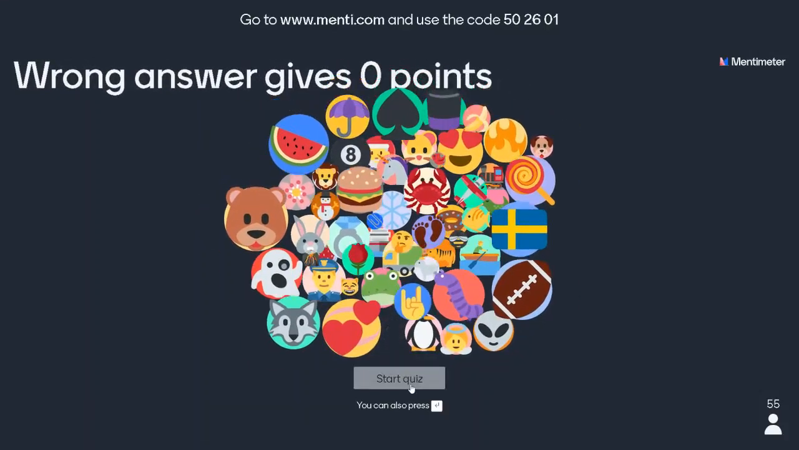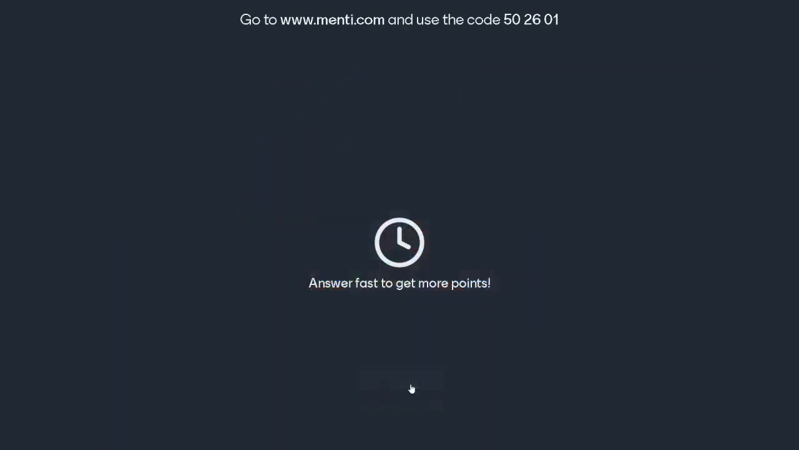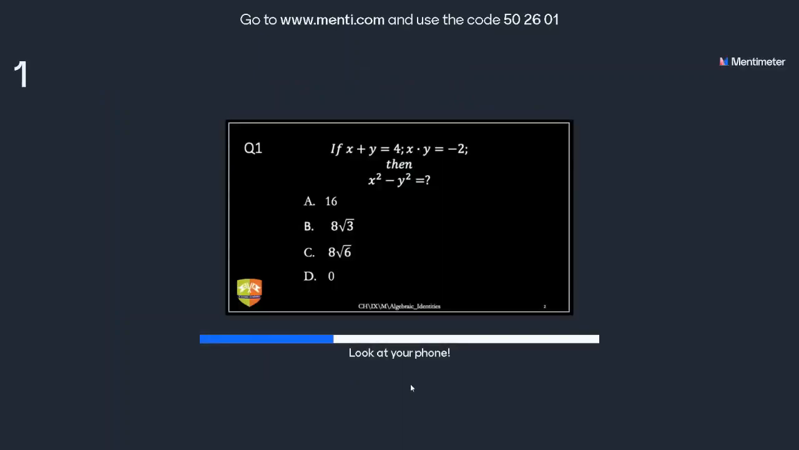5, 4, 3, 2, 1. Start. First question on the screen. Read carefully and then solve.